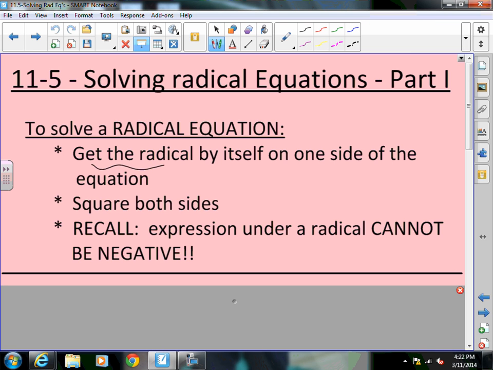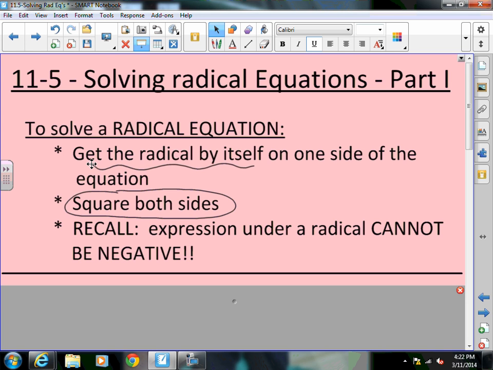First, you need to get the radical by itself on one side of the equation. So get it by itself, and then to get rid of the radical, you're going to square both sides, which, remember, squaring means taking it to the second power. And just as a quick recall, your radical can't be negative, so your expression under your radical cannot be a negative number.